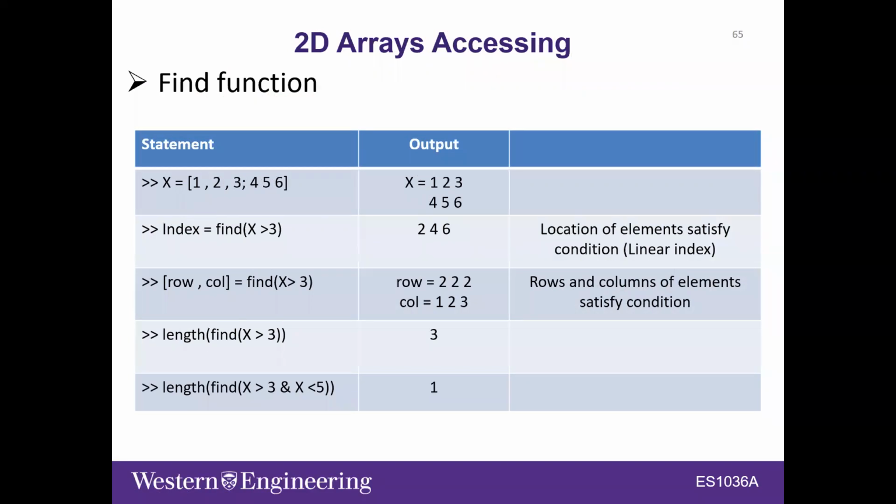Find function. This is a function that can find the location of elements meeting a condition as a linear index. Index equal find x greater than 3. So here we have 1, 2, 3, 4, 5, 6. So it will give me, oh, here is x, 1, 2, 3, 4, 5, and the semicolon is where we start a new row.